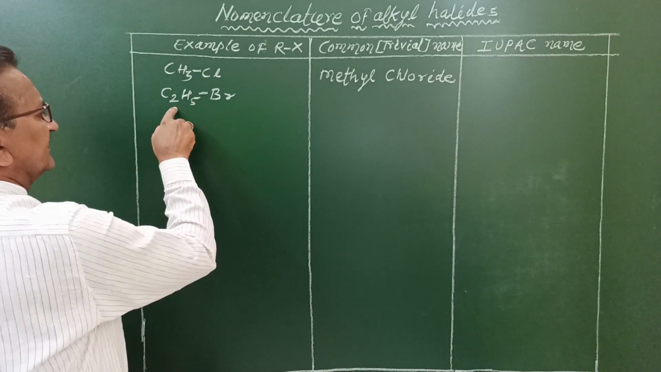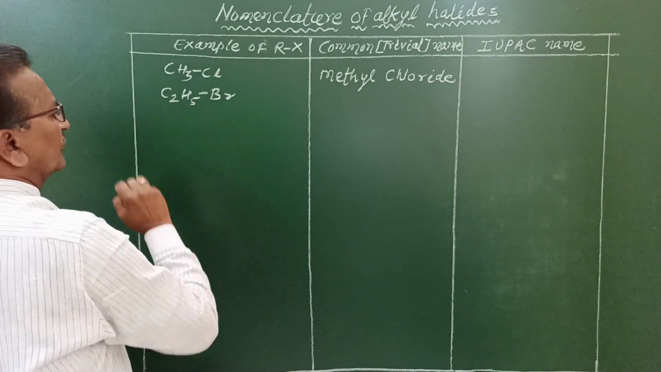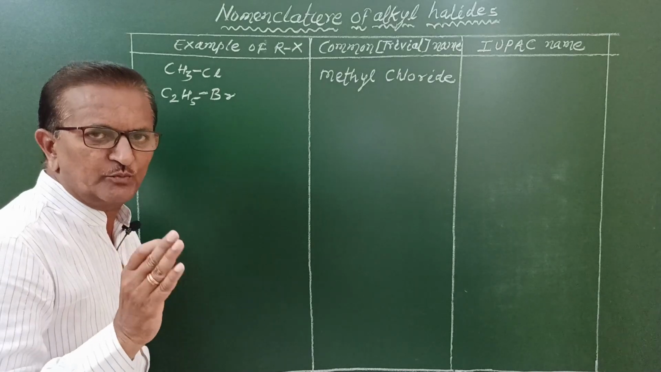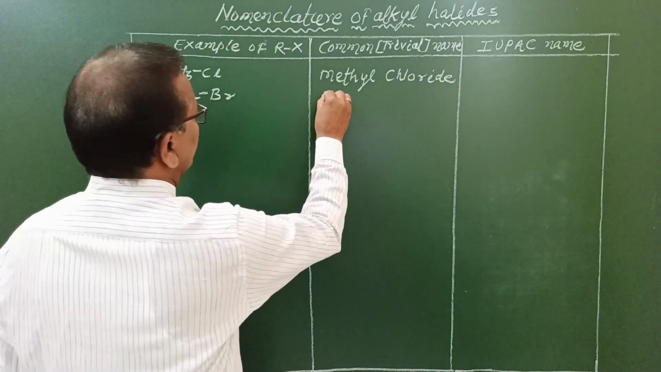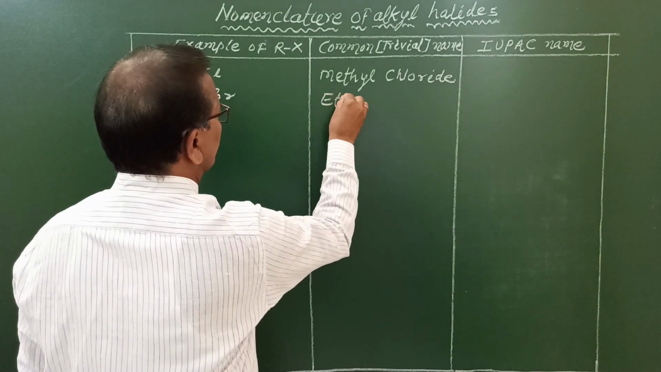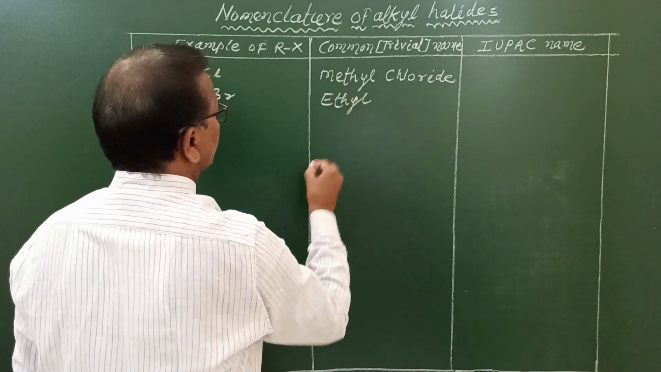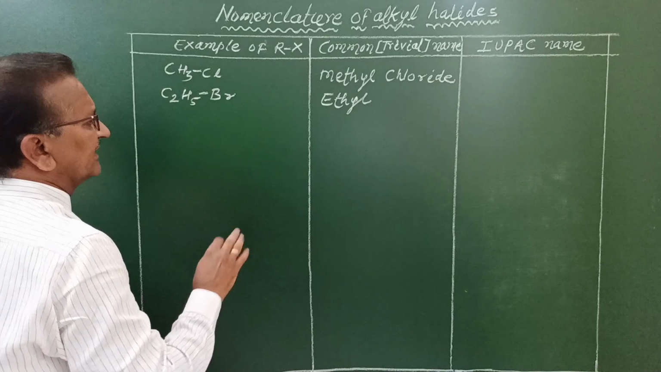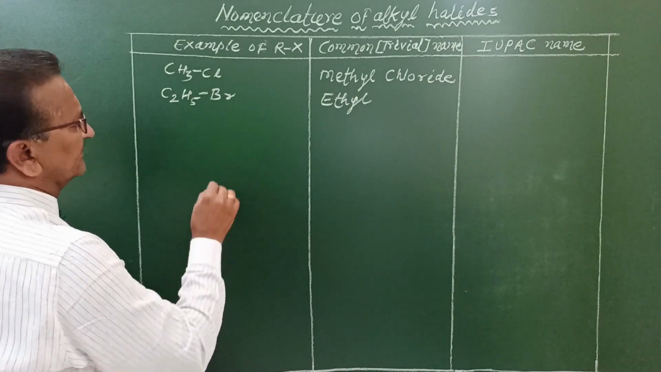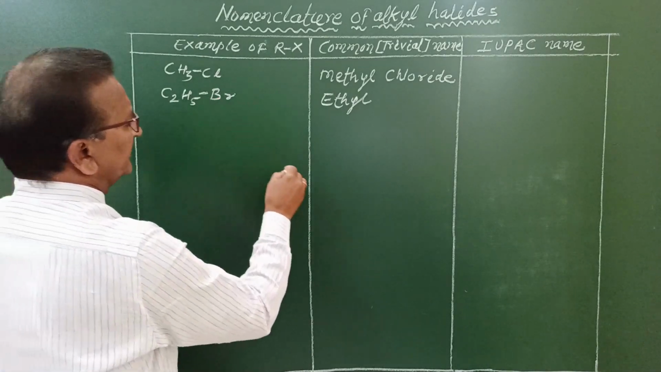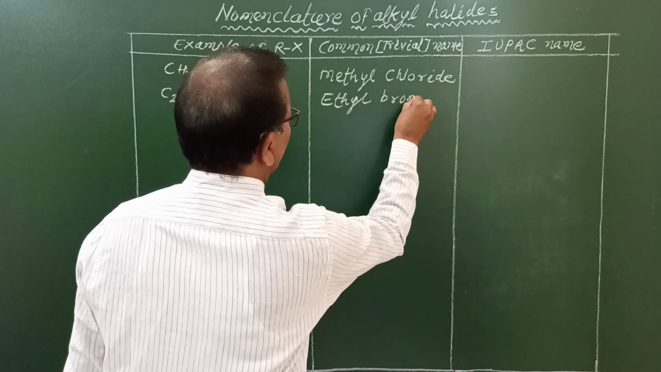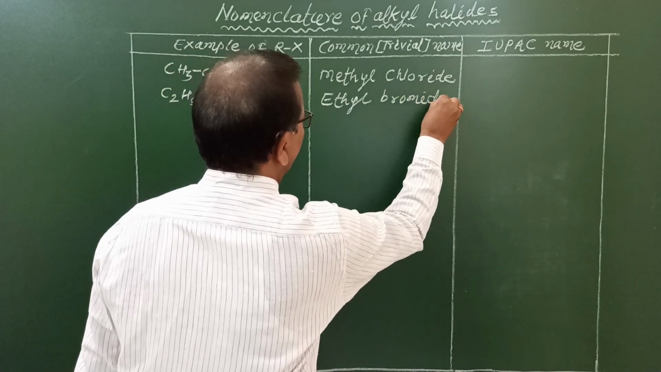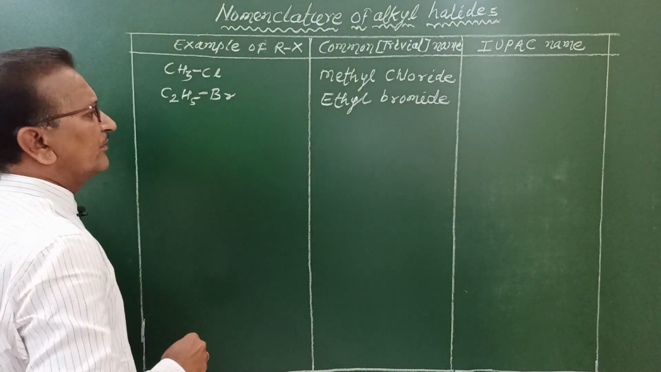Now let us see the next example. In this next example, the C2H5 group is there. This C2H5 group is called ethyl. So here we must write ethyl for C2H5, and we know that this ethyl group is derived from ethane by the loss of one hydrogen atom. Since there is a bromine atom, we have to write the name ethyl bromide. This is the complete name and this is the common name.